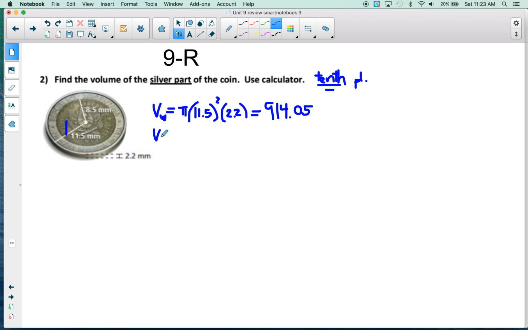Okay, and then the volume of the inside, or the bronze, I could have done B, maybe bronze, but of the inside cylinder is the exact same formula, of course. It's just we're going to use a different radius, right? So this is going to be 8.5 squared times the same height of 2.2. Sorry, it's a little sloppy. And I was going to put that in my calculator, so 8.5 squared times 2.2 times pi, which is second up arrow. And I get 499.